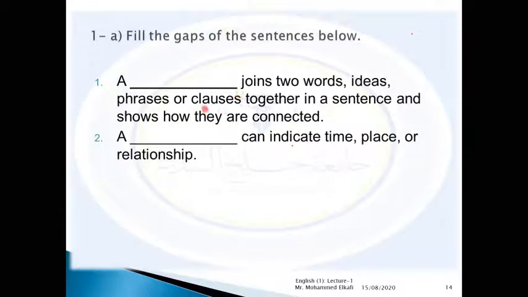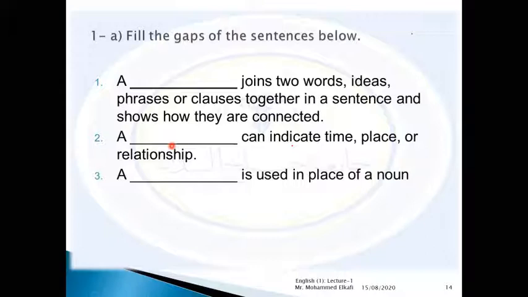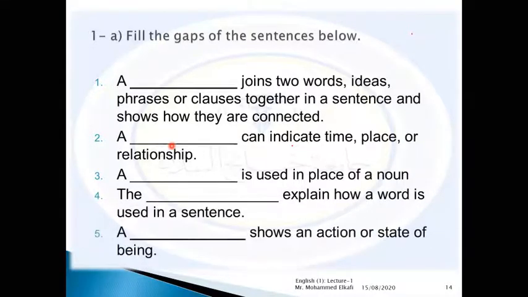A conjunction joins two words, two ideas, two phrases, or clauses together and shows how they are connected. A dot dot can indicate time, place, or relationship. So what will make a relationship of time and place? Here we can say it is a preposition. Yes, you are right. And so on, these are the other forms. You can think of them.